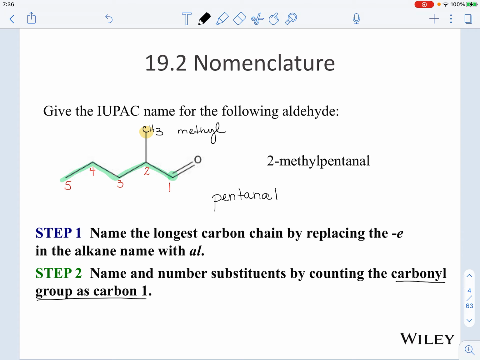So when we look at the final name for this molecule, we're going to put the parent chain at the end. And then as a prefix, we're going to put the location. And then the name of the substituent.